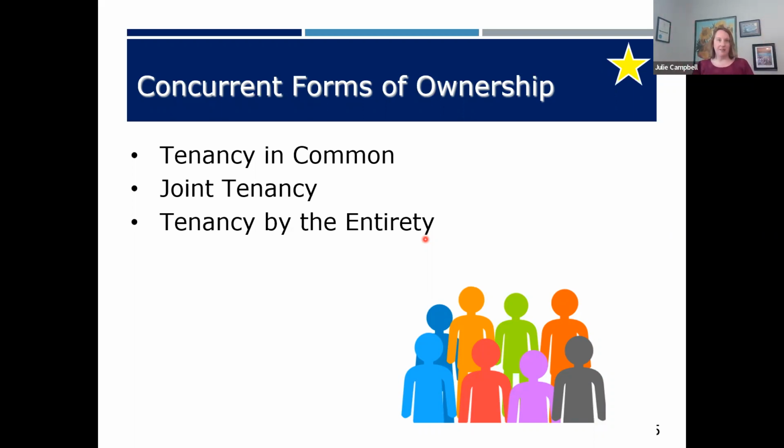Bear with me. I'm getting there. I almost wish they would do Tenancy by the Entirety first, because I think that's the one that we're more familiar with. But they don't, so here we are. So Tenancy in Common and Joint Tenancy are for people that are not married when they take title. They're not married when they buy.